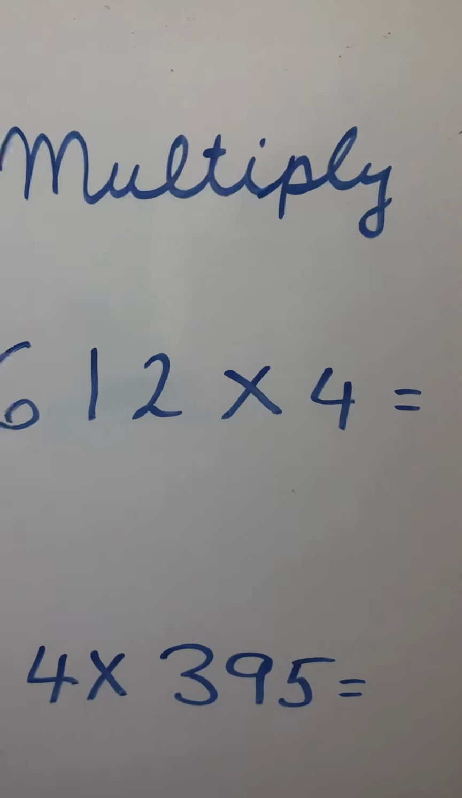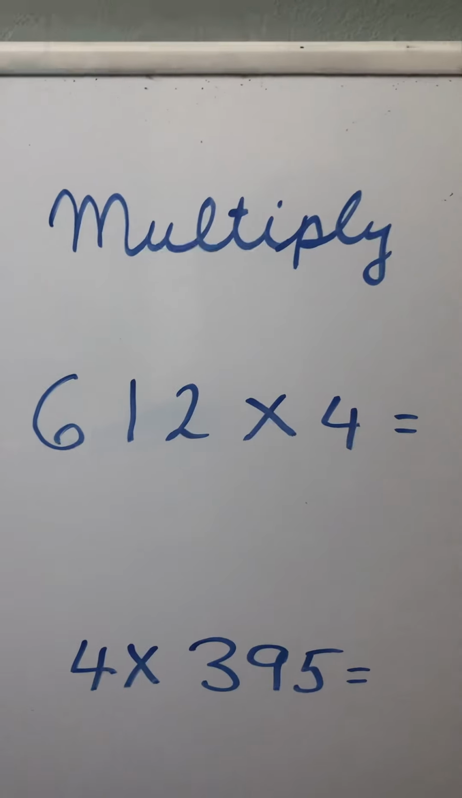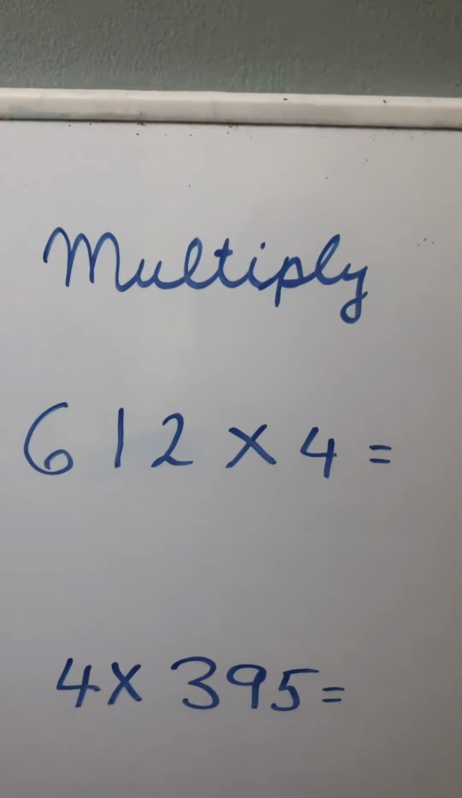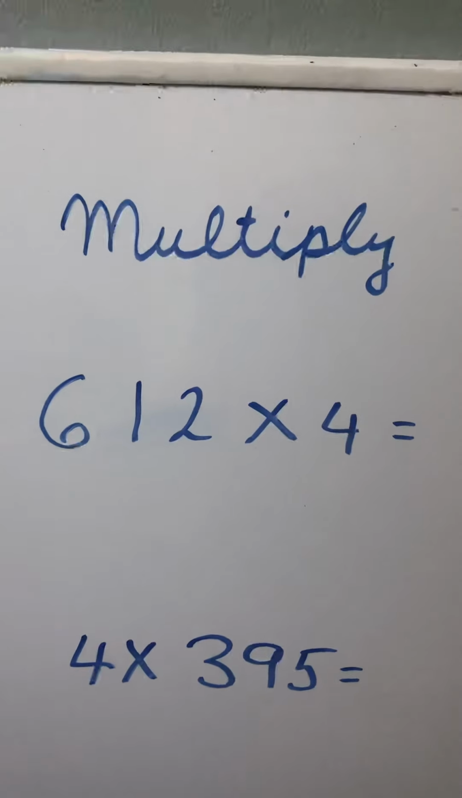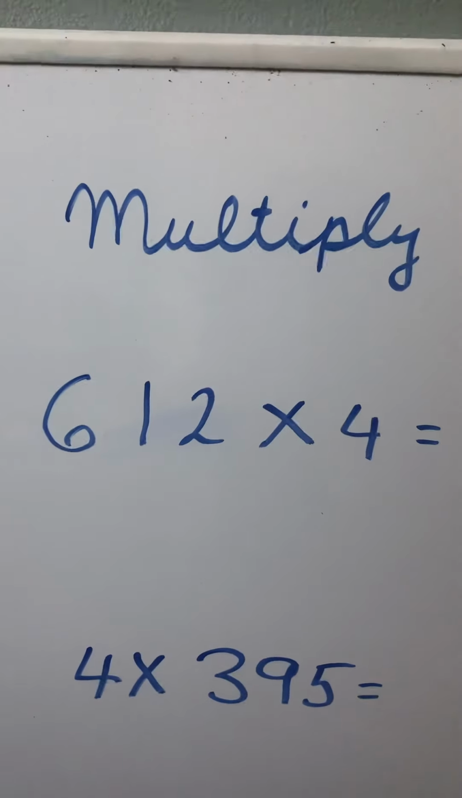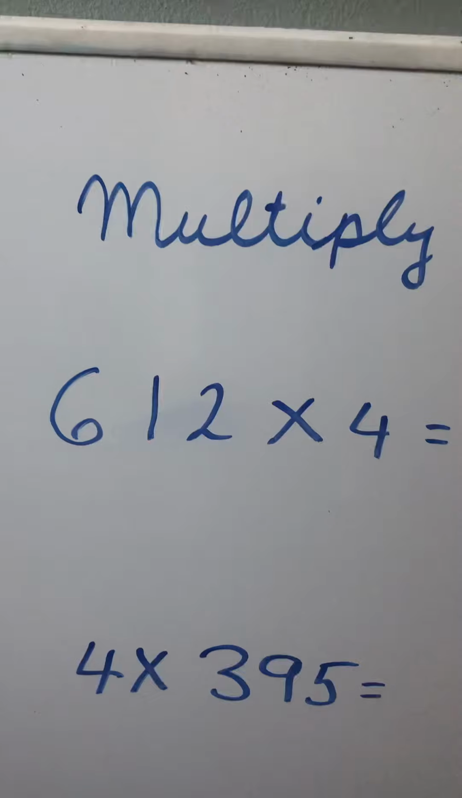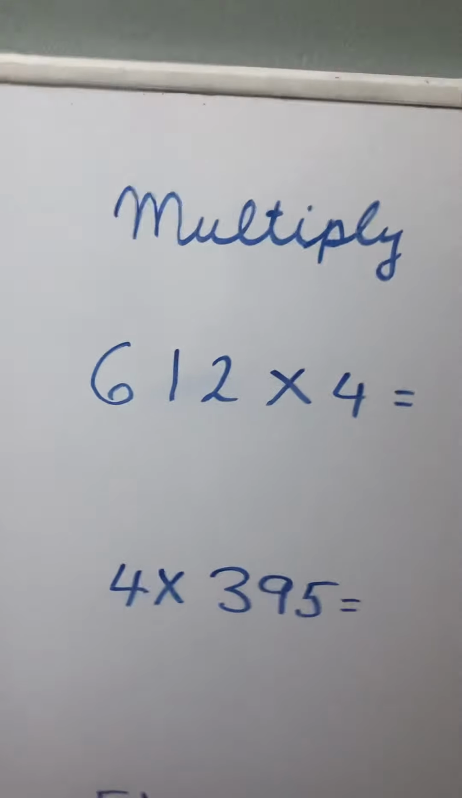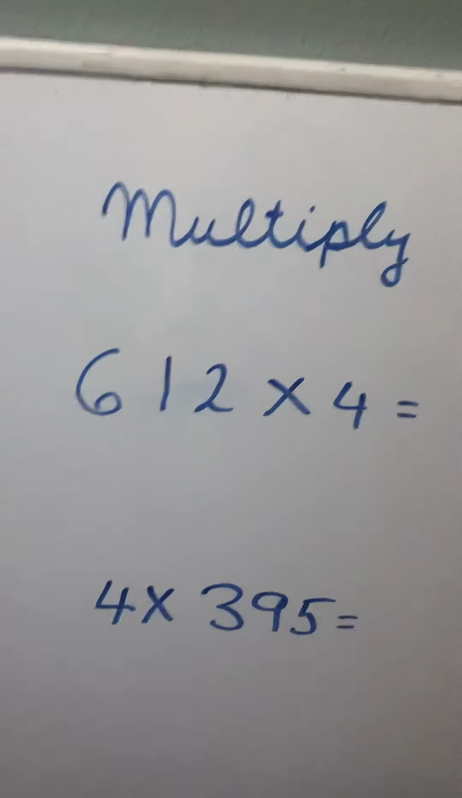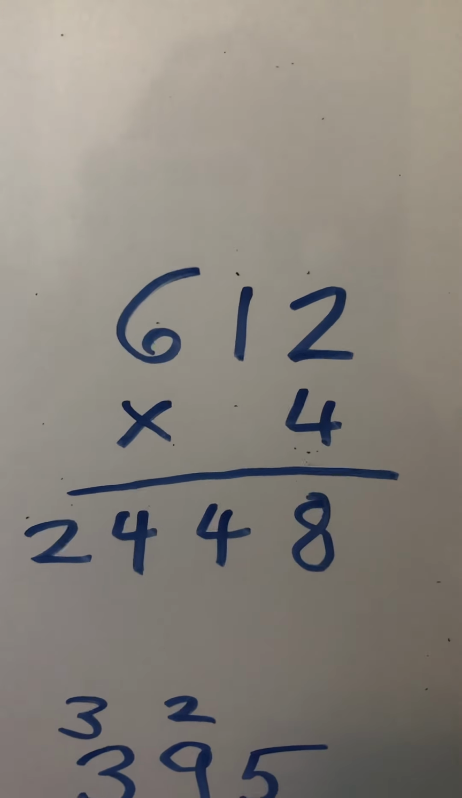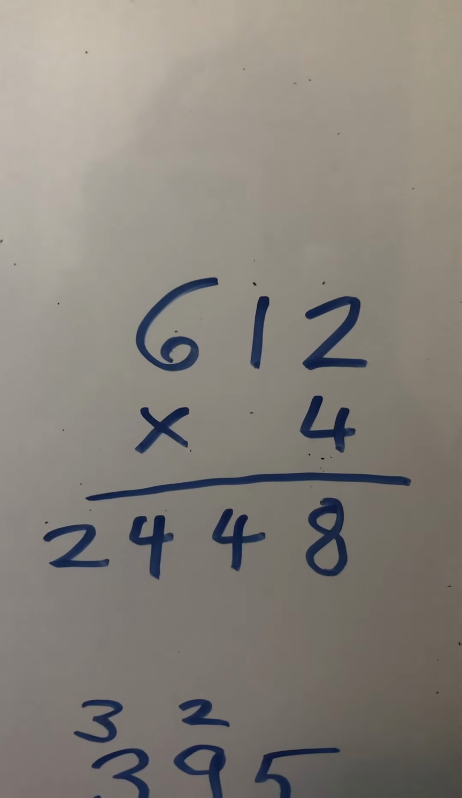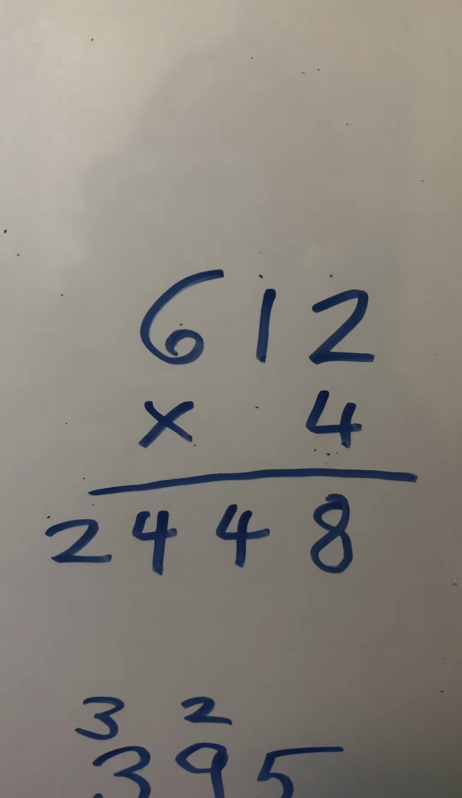612 times 4. Right away when you see an equation that is written in the horizontal form, you don't want to try to solve it like that. The first thing that you do is you write that same equation, but write it vertically. And remember, just like you've done with addition and subtraction, please make sure that you put your units under your units. So here it is, same equation, but written in the vertical form. So it's 612 times 4.